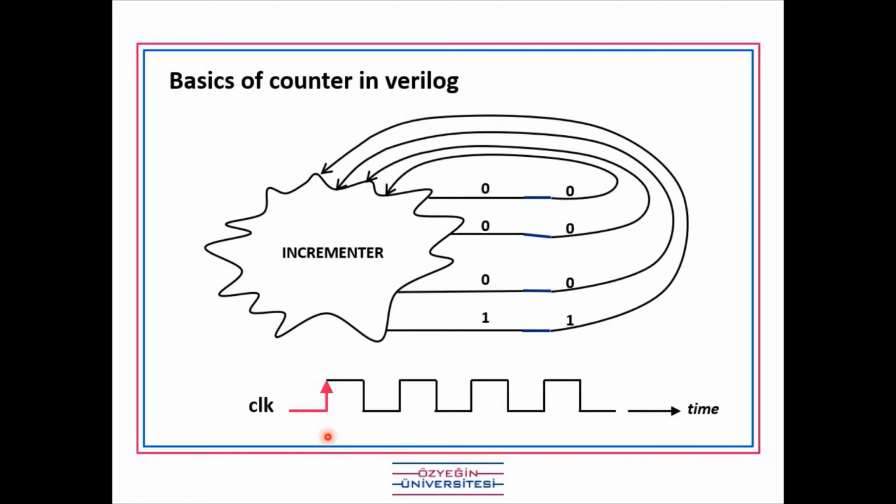Same thing happens to the next line. Until this time, a new value is produced, the increment, this value plus 1 is given here, and when the clock rises, it will pass to the other side, to be saved. Same thing happens again. It's saved in this way. So this is how a counter works.